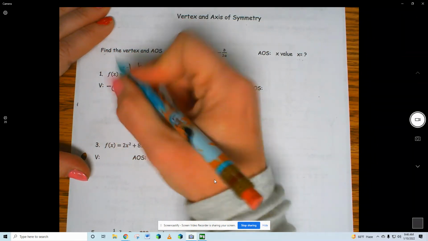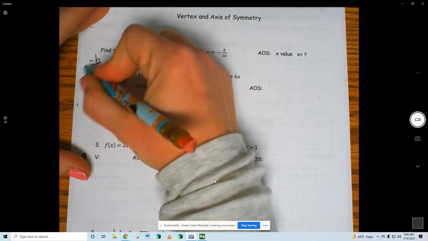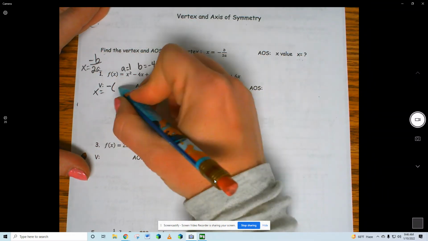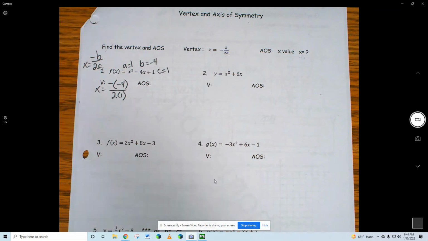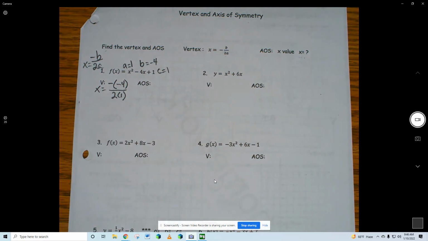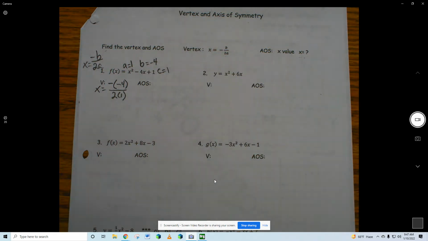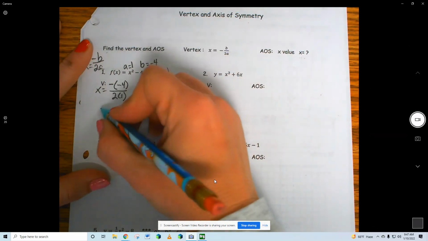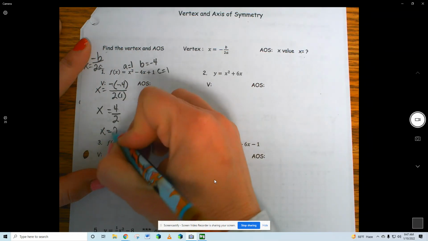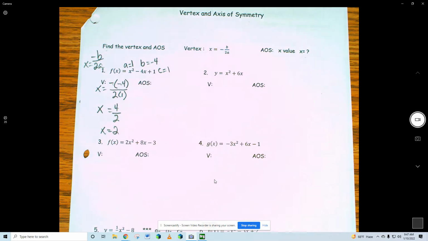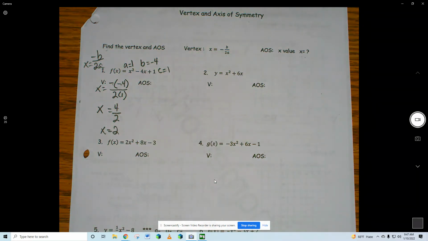Negative b over 2a. -4 over 2 times 1. Negative b is negative already, so negative b is -4 over 2 times a, 2 times 1. -4 is 4 over +2. X equals 2. That's going to be my axis of symmetry.